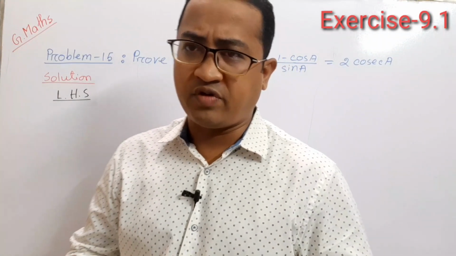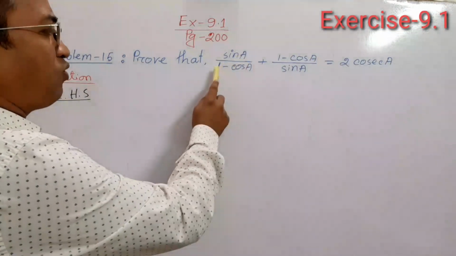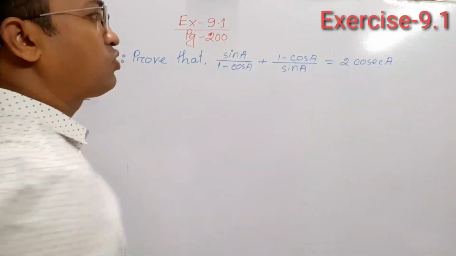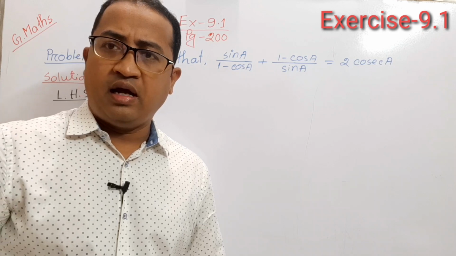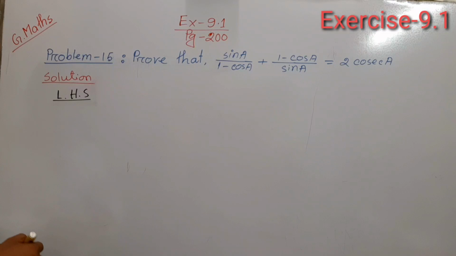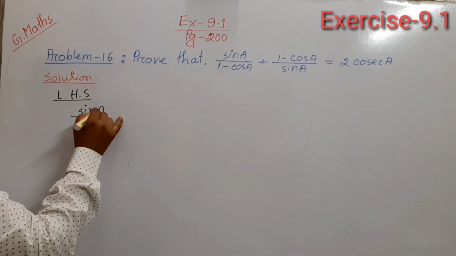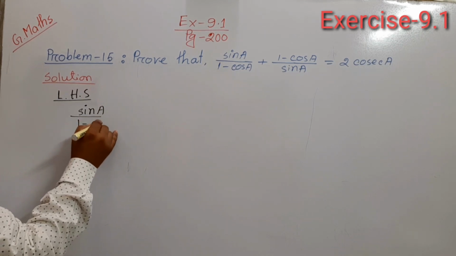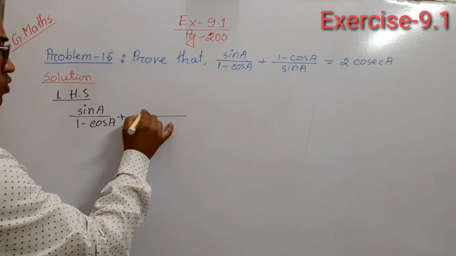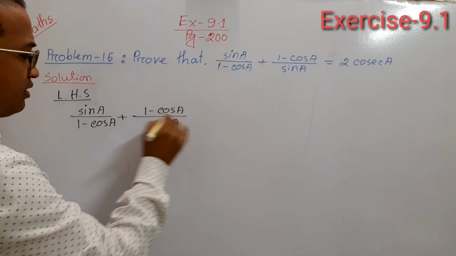Problem number 15. Prove that sin A by 1 minus cos A plus 1 minus cos A by sin A equal to 2 cosec A. As in the previous math, we also solve it from the left hand side, that is sin A by 1 minus cos A plus 1 minus cos A by sin A.